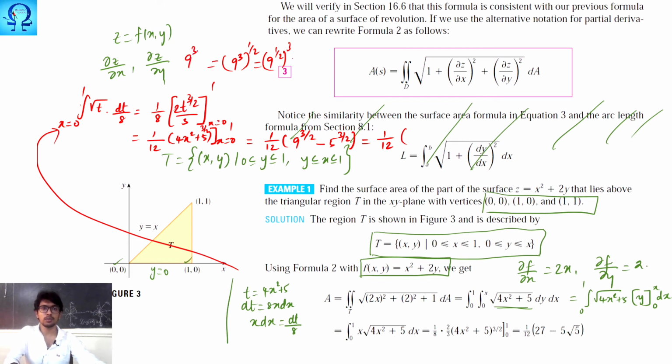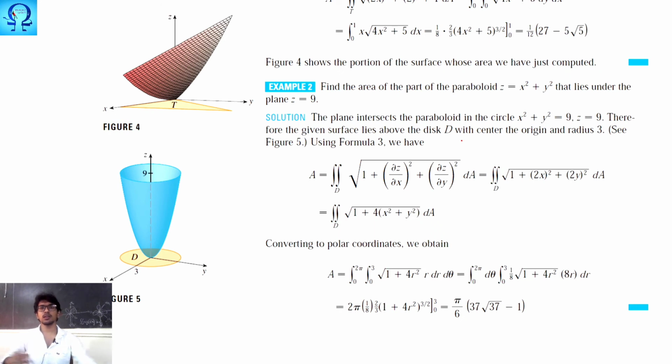So 9 to the power 3 upon 2 may be written in any of these ways. If you go with the second one, 9 to the power 1 upon 2 is square root of 9, which is 3, and when you cube 3, you are going to get 27. So it is going to be 27 minus, this is your 5 to the power 3 upon 2, which may be written as 5 multiplied with 5 to the power 1 upon 2. So it is 5 root 5. So that is the answer, right? So here, if you notice, this area of this surface is the thing that we have found.